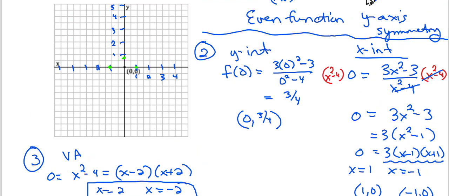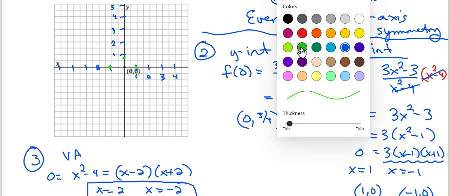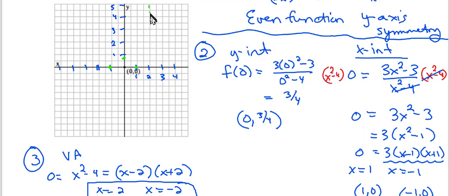Let's put them in on our graph. At 2, I'm going to put these dashed vertical lines. And at -2.